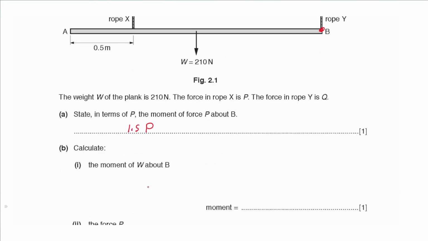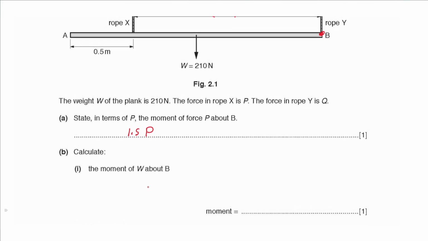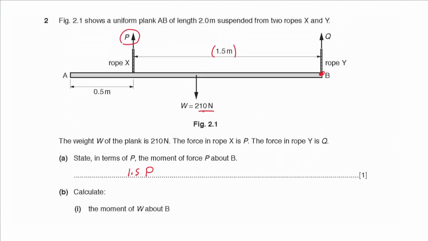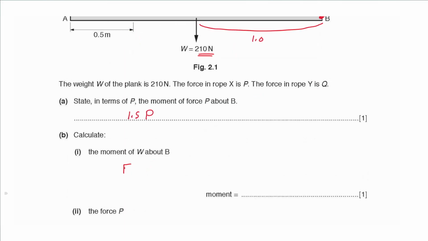Part B says calculate the moment of W about point B. We have the magnitude of the force, and this was a uniform beam. The distance from B to the rope X is 1.5, and from X to A is 0.5, so the total distance is 2 meters, and this distance is half of 2 meters, so this is 1 meter. So calculating force multiplied by perpendicular distance, we have 210 newtons multiplied by 1, so the answer is 210, but the unit is newton meter.